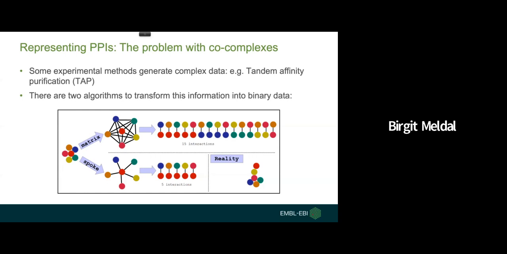So we have 2 options. We can either assume all proteins interact with each other. That's the matrix expansion. And you can imagine as the interactions become larger and you have dozens or hundreds of interactors, the number of false positive interactions we create by matrix expanding these is vast.